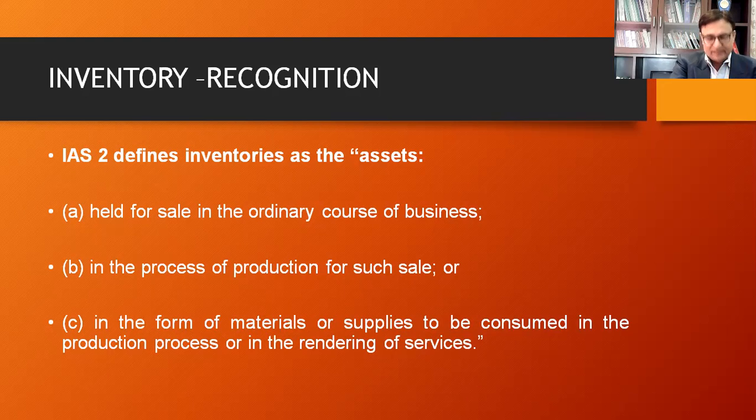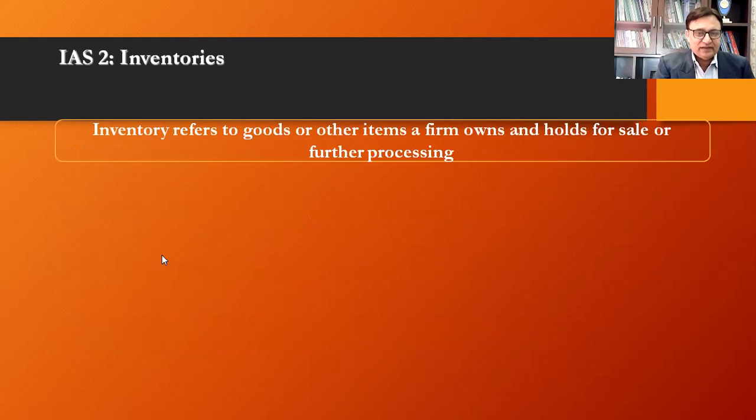For example, when you use certain material for converting raw material into finished goods, it may be in the form of material or supplies to be consumed in the production process or rendering of services. So while recognizing any item as inventory, you must see whether it is kept for sale in the ordinary course of business, whether it is to be used in the process of production for such sale, or whether it is in the form of material or supplies to be consumed in the production process or in the rendering of services.